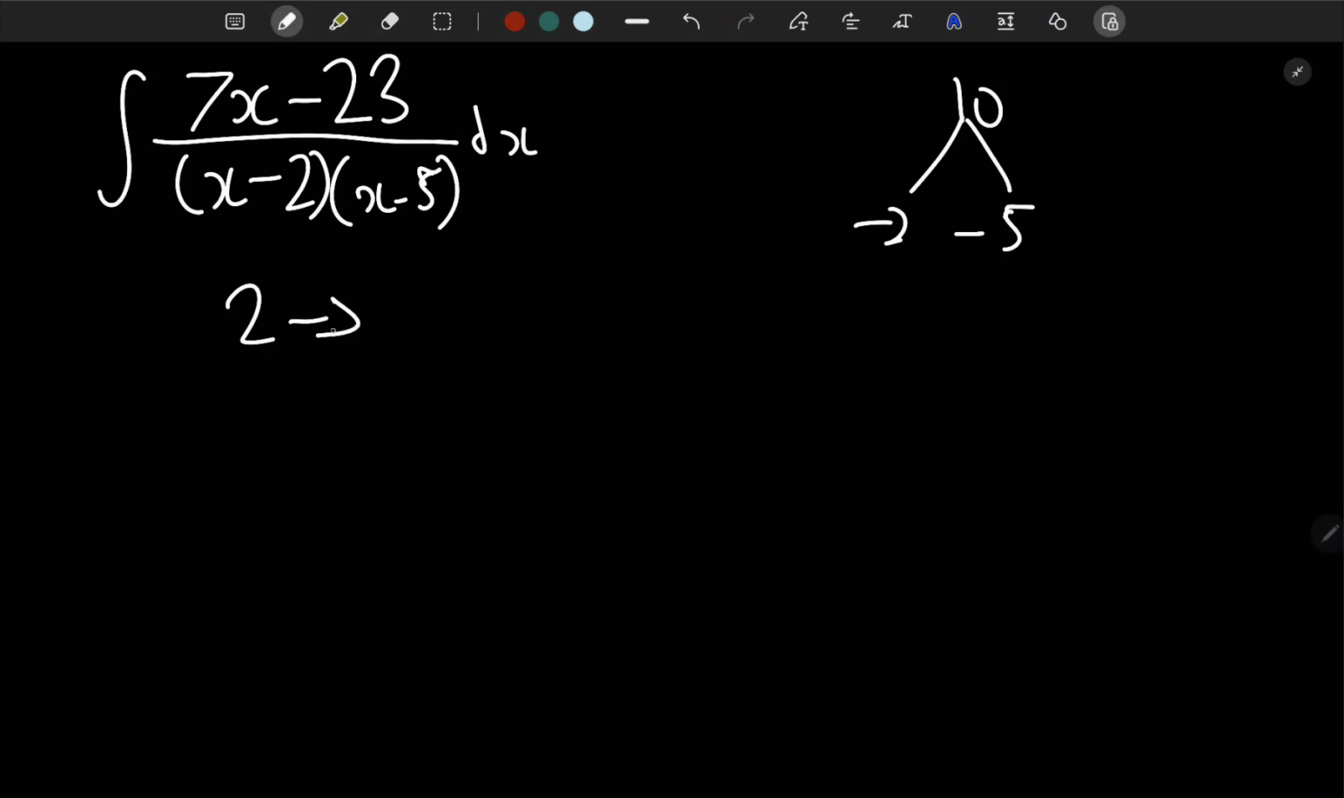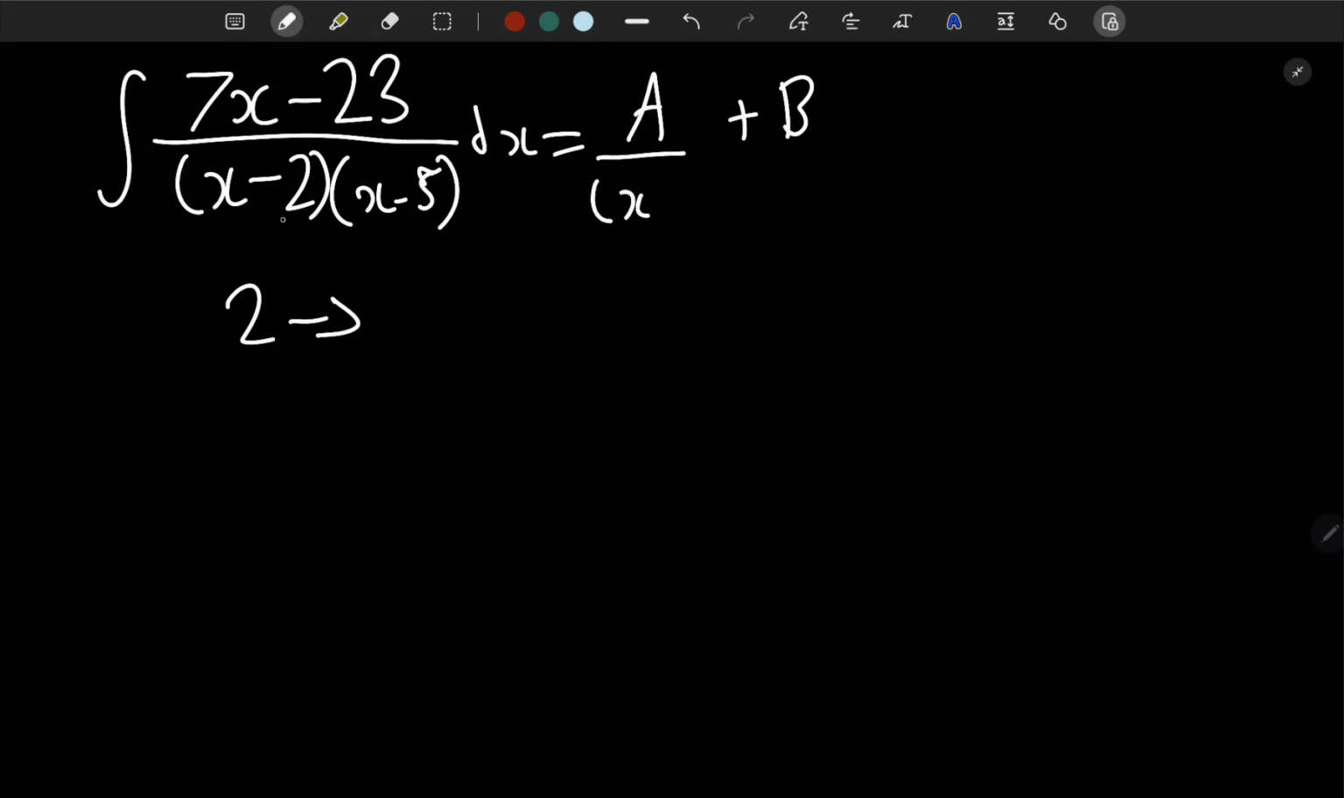This tells us that there will be two unknown values, a plus b, and the denominators of these unknowns will be the roots of the denominator. So here x minus 2, and for b it will be x minus 5. First, just ignore the integral for now, and let's do the partial decomposition first. We will bring the integration in later, after we're done with finding a and b.